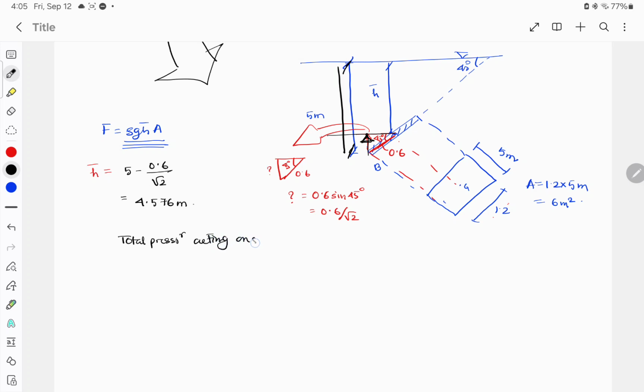So now we can calculate the force acting on the total pressure acting on sluice gate. F अगर पकड़े, so F will be rho g h bar into area. Rho is 10 to the power 3, 9.81. H bar is 4.576, and then area is again this is 6. This will come out to be 269343 Newton. Okay.